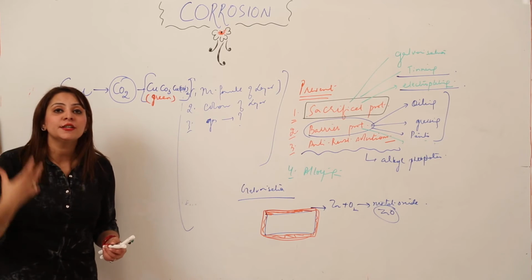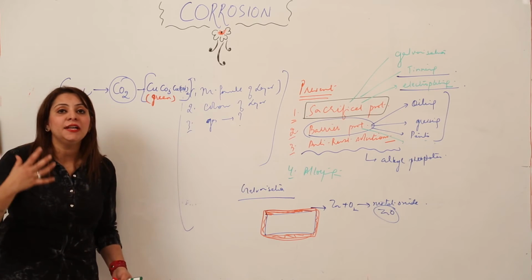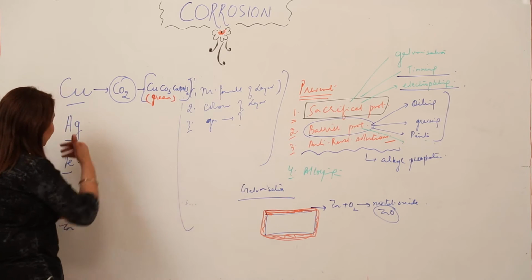What kind of layer is formed? Obviously a green color layer is formed. And what is that layer chemically? It is CuCO3 dot CuOH whole twice. And secondly, we talk about silver.